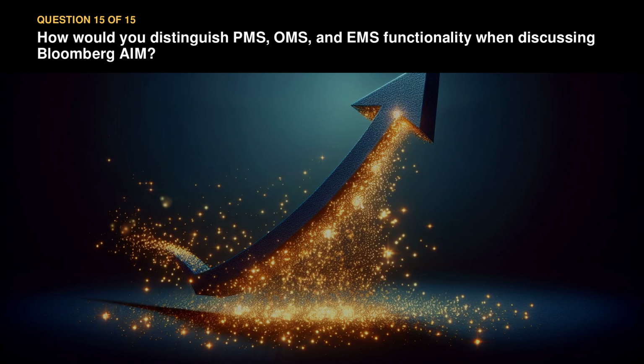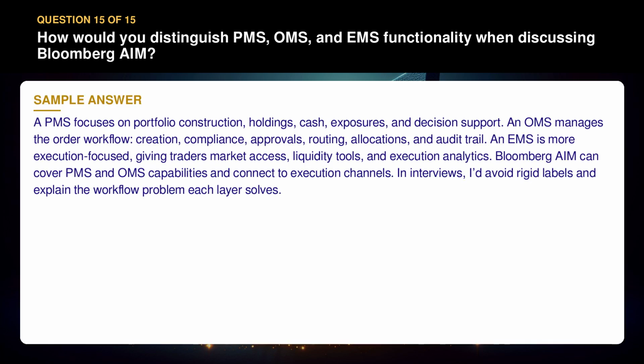Question 15. How would you distinguish PMS, OMS, and EMS functionality when discussing Bloomberg AIM? A PMS focuses on portfolio construction, holdings, cash, exposures, and decision support. An OMS manages the order workflow: creation, compliance, approvals, routing, allocations, and audit trail. An EMS is more execution-focused, giving traders market access, liquidity tools, and execution analytics.